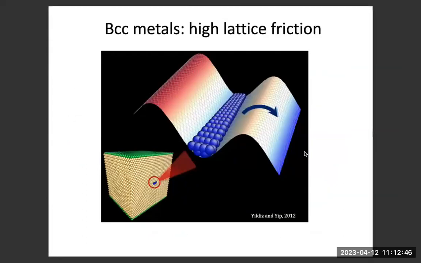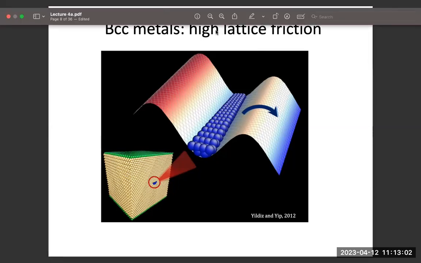So how do we move this screw dislocation? Basically, we have energy levels, and the dislocation just stays. Let me draw another schematic though. Let me just stop sharing this part and draw another schematic.